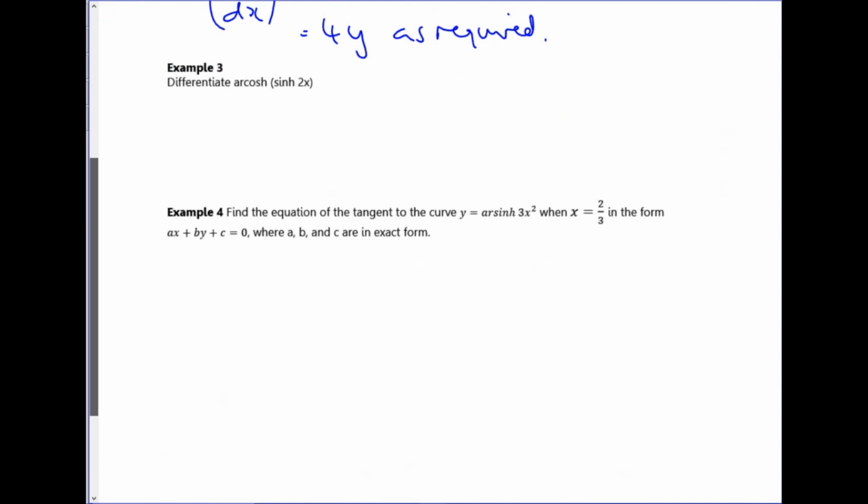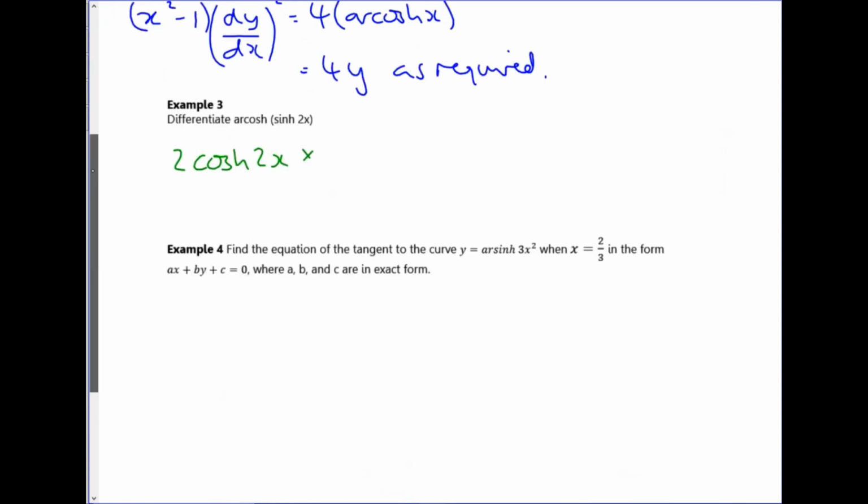Example 3. So differentiate arcosh of sinh 2x again. It's a chain rule question because it's a function inside a function. So if we differentiate the inside of this, differentiate sinh 2x, sinh differentiates to cosh, times by the 2 in front of the x, because the chain rule needs that as well. So sinh 2x differentiates to 2 cosh 2x. So that's differentiating the inside function.